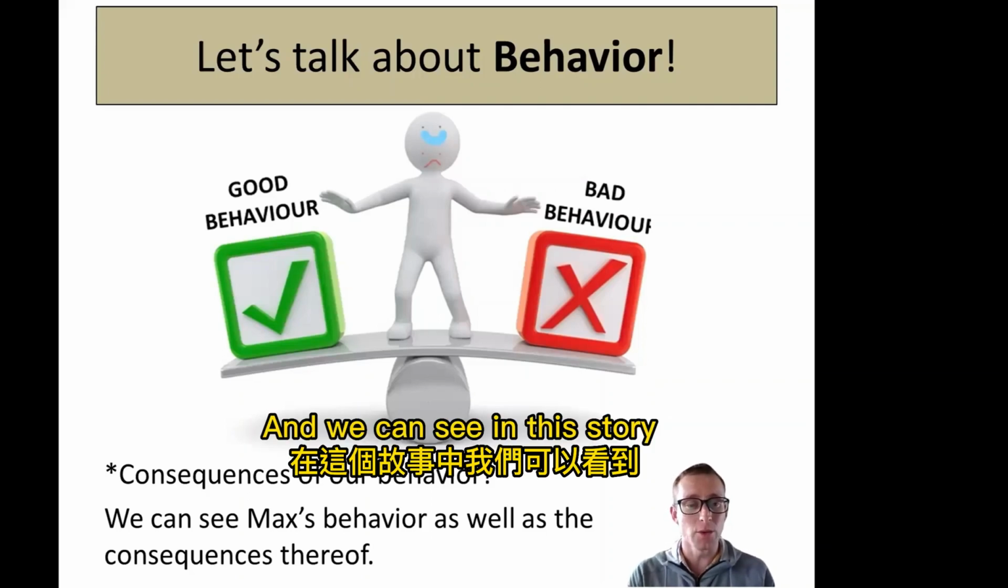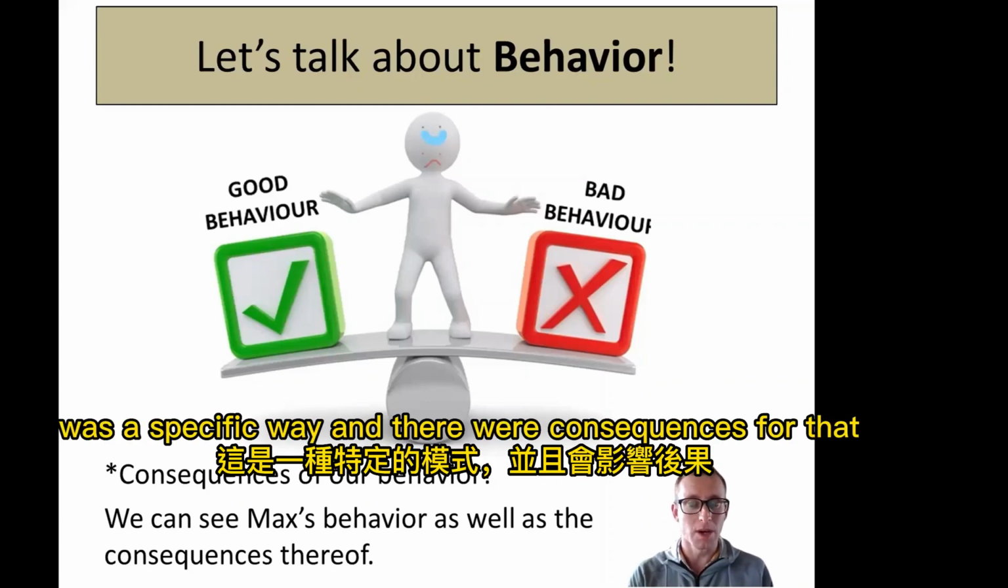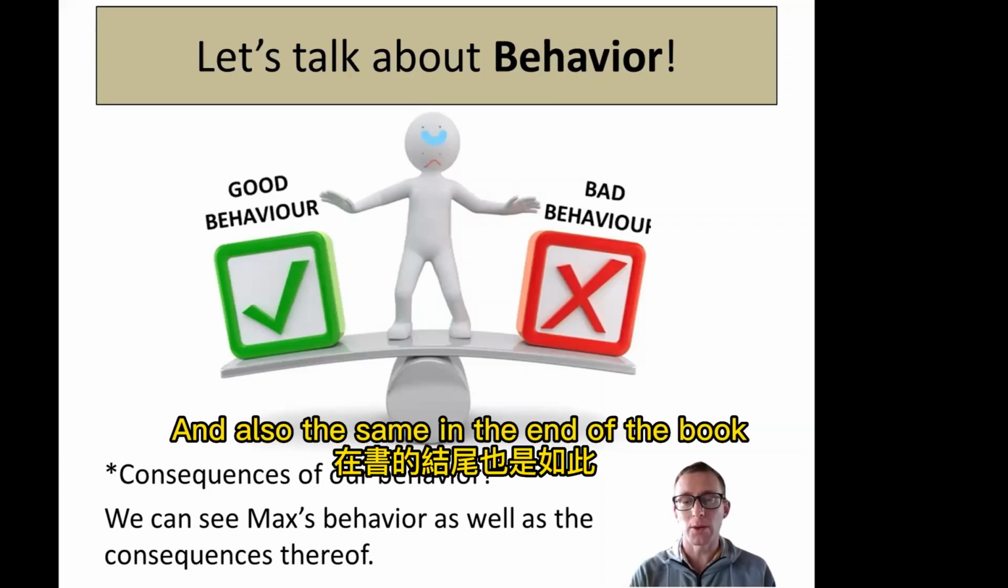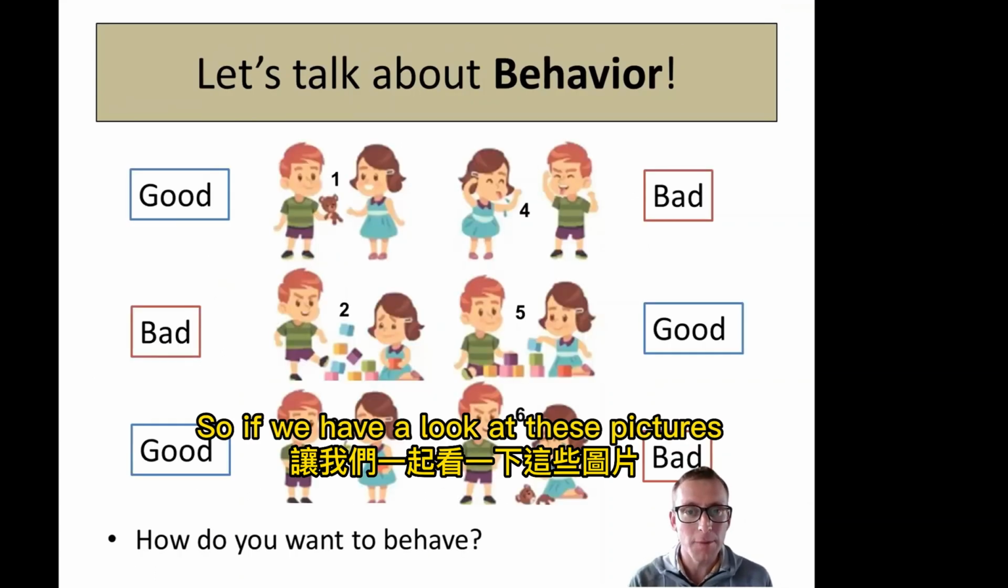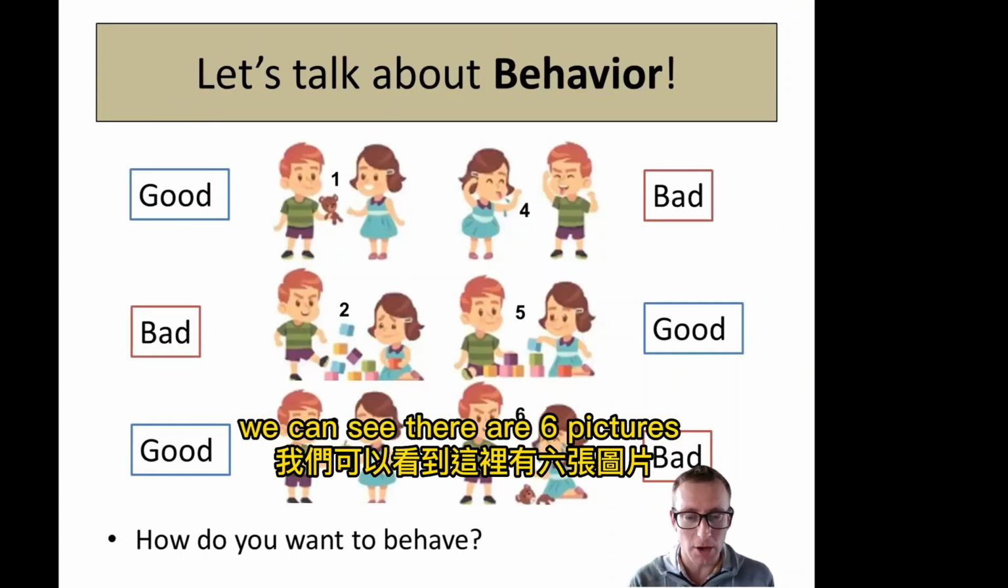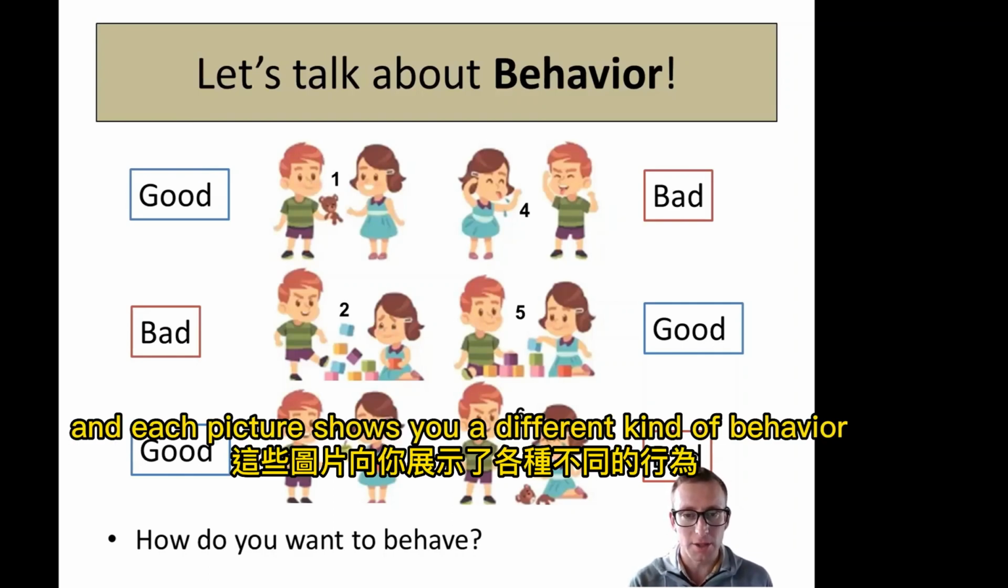And we can see in this story how Max's behavior in the beginning was a specific way, and there were consequences for that. And also the same in the end of the book. His behavior changed, and there were also some consequences. So if we have a look at these pictures, we can see there are 6 pictures, and each picture shows you a different kind of behavior.